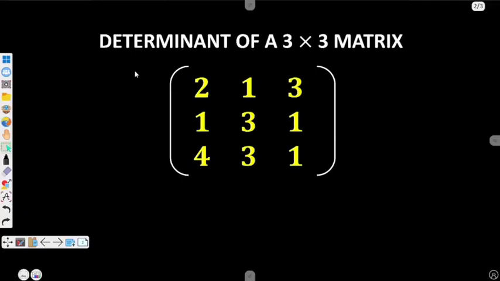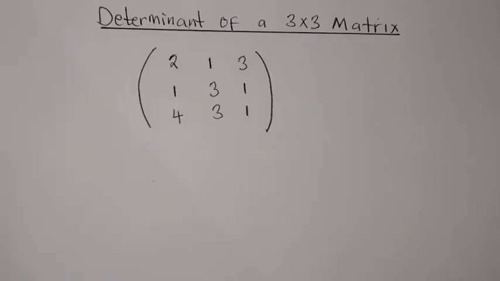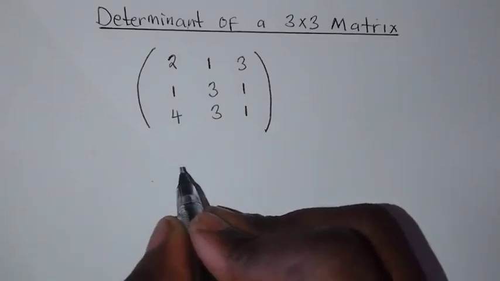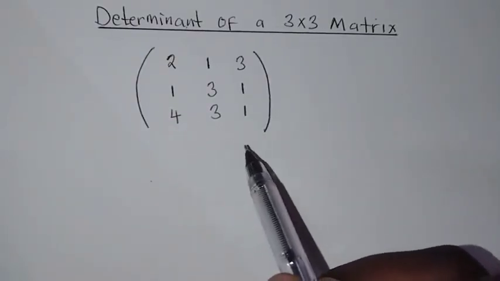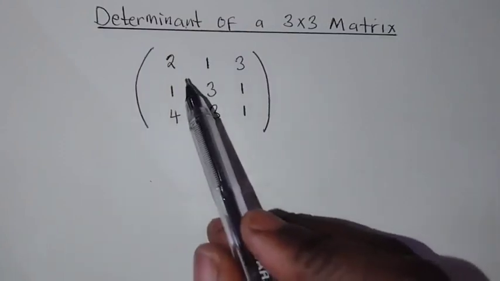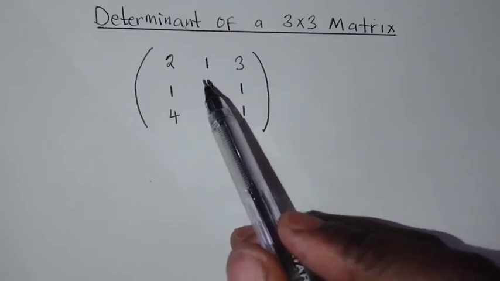So in this presentation, we are going to look at how we can find the determinant of a 3 by 3 matrix. We are going to use two methods. So let's look at how we can find the determinant of a 3 by 3 matrix. So here is our question. So remember, I've said that we are going to use two methods. So here we are going to start with method 1, okay? For method 1, you are given this matrix, which is a 3 by 3 matrix, okay? So how can we find the determinant?